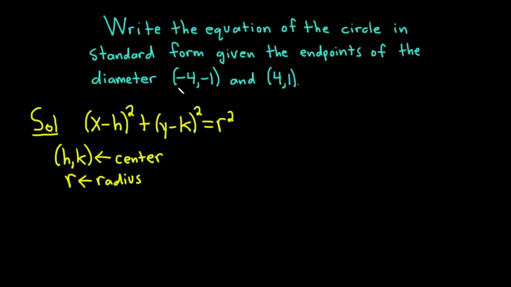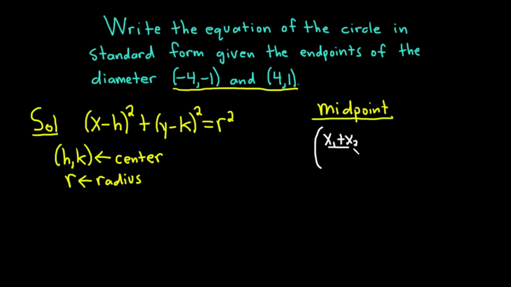We're told that these 2 points, (-4, -1) and (4, 1), are the endpoints of the diameter. That means that the point right in the middle is going to be the center. That point in the middle is called the midpoint. To find the point in the middle, you add the x's and divide by 2, and then you add the y's and divide by 2. I'll write the formula down just for your convenience. It's (x1 + x2)/2, comma (y1 + y2)/2.